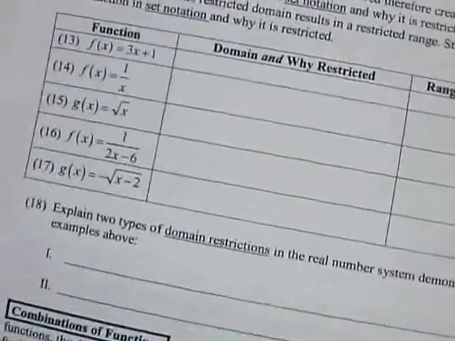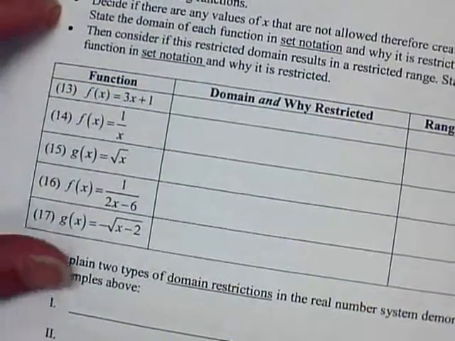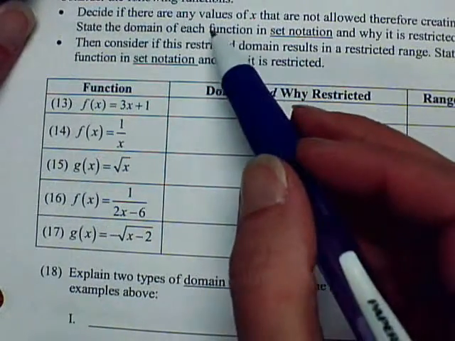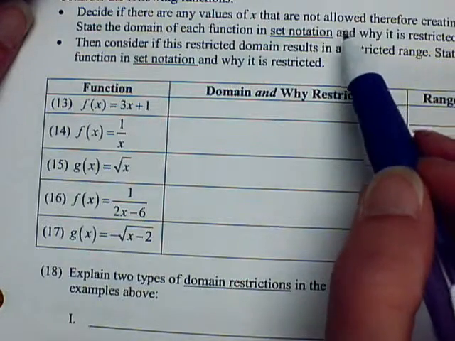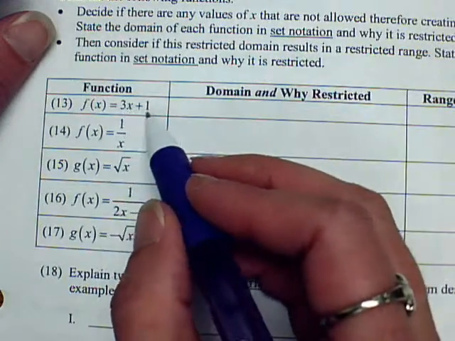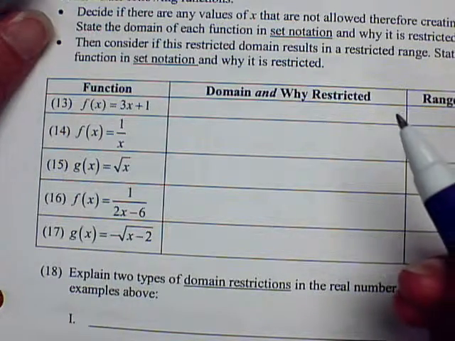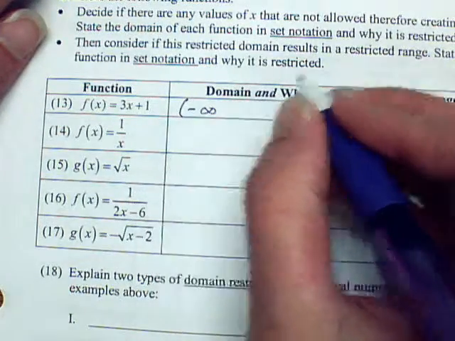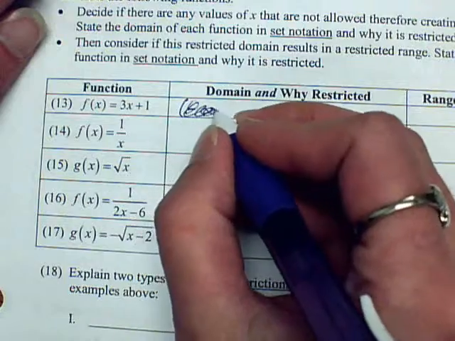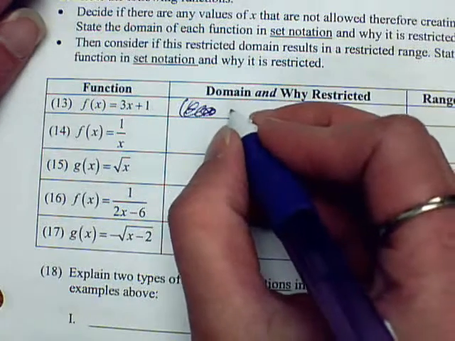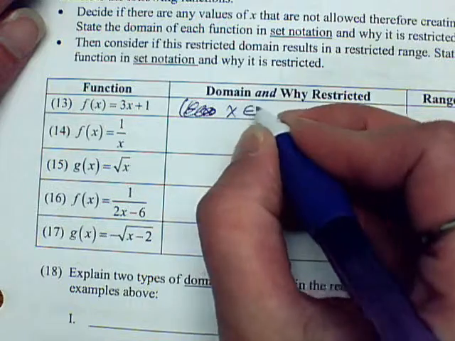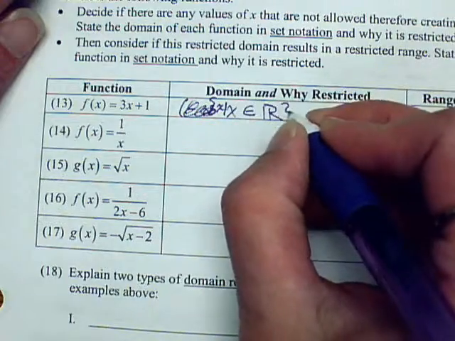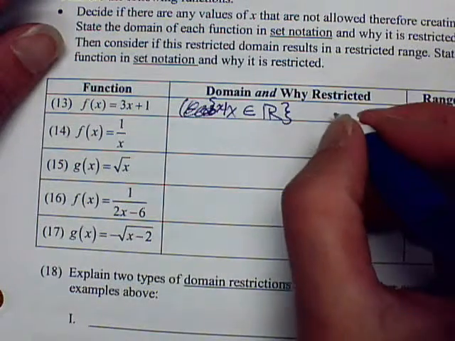The next part of this assignment talks about the domain of functions based on their equations, the domain and range. So what we want to think about is, are there any values of x that are not allowed? So if we look at the first one, 3x plus 1, are there any values of x that are not allowed? No, it's a line. So our domain there would be negative infinity. Oh, we want set notation this time. Oops, I was going to do interval notation. This one would be x is an element of all real numbers. We use the curly brackets. And why is it restricted? It's not.